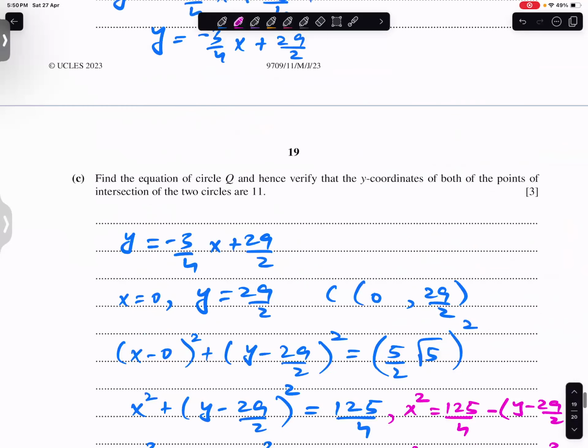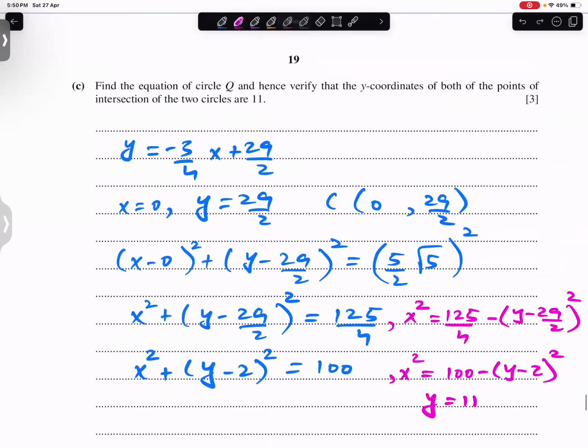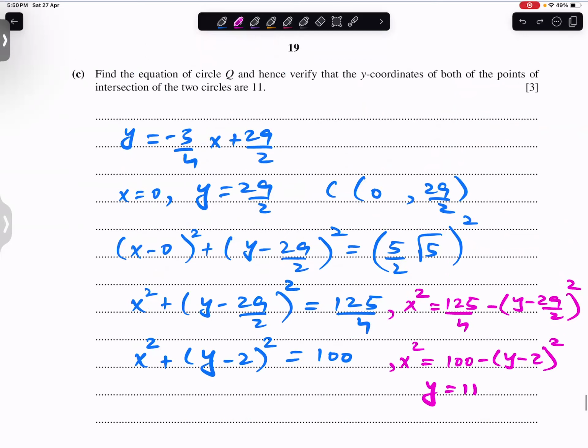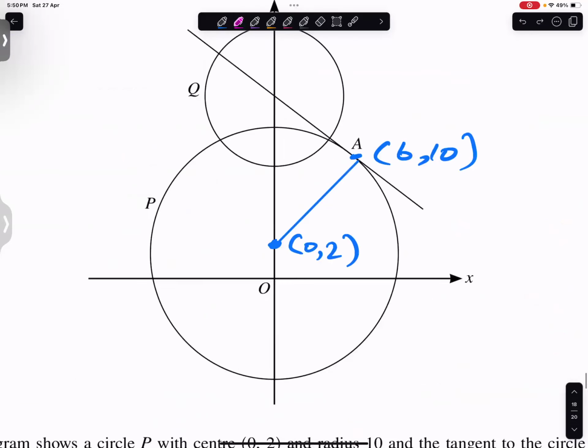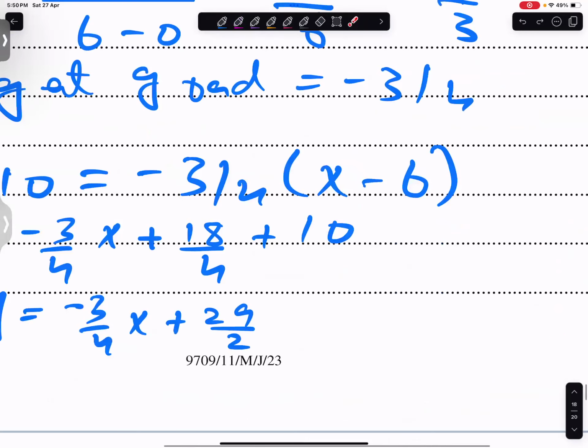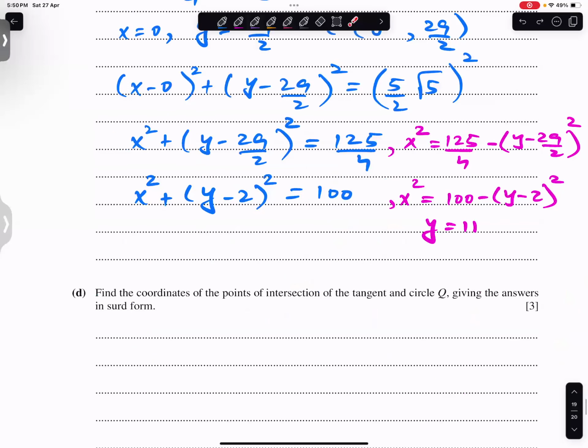But as you know the marks are only 3, so they are not saying that you have to find the y coordinate of both the points of intersection of the circles. Actually they are asking for this height, and they have given this height as 11. We just need to make sure whether it's true or false. So let's try putting y = 11 in both cases and see whether they both give the same answer.